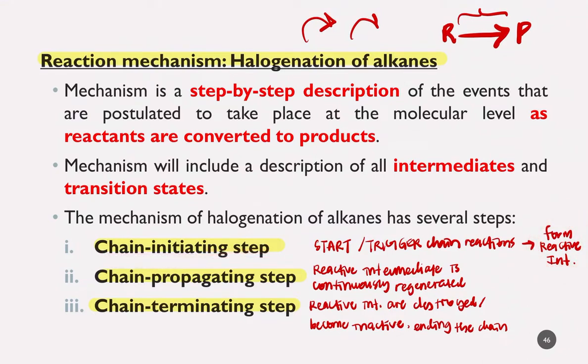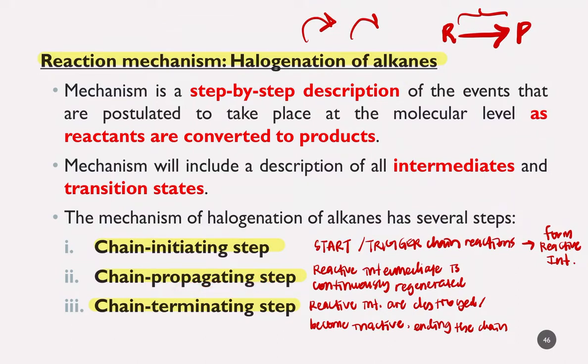The second step is the chain propagating step. So what is propagate? In the chain propagating step, your reactive intermediate from earlier will be continuously regenerated. For example, if you have a free radical, you will do this again and again. You will repeat the steps many times, just generating your reactive intermediate. This means you repeat.